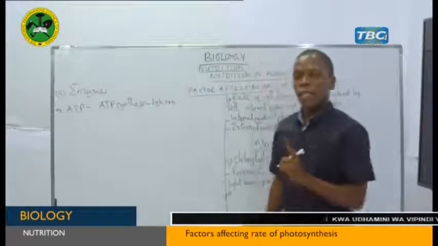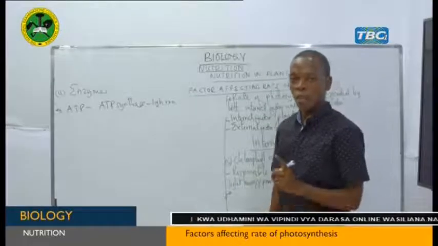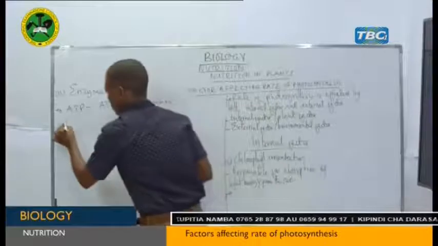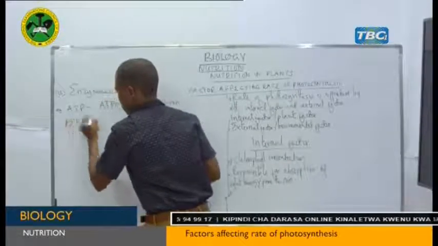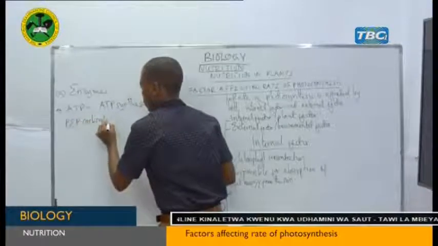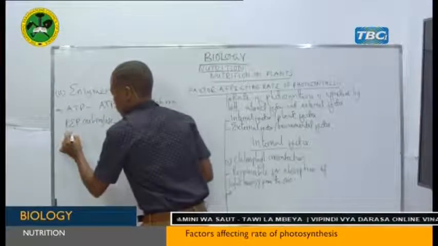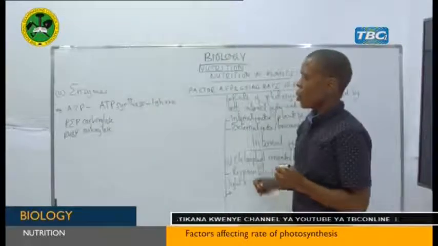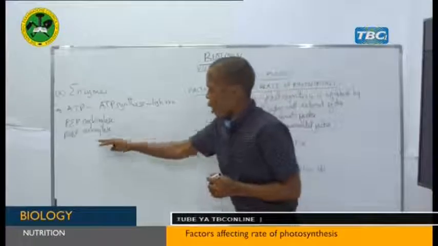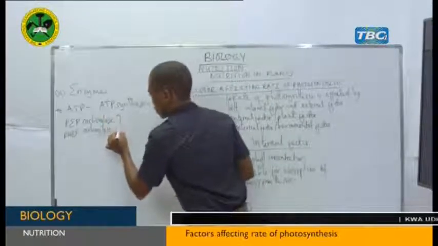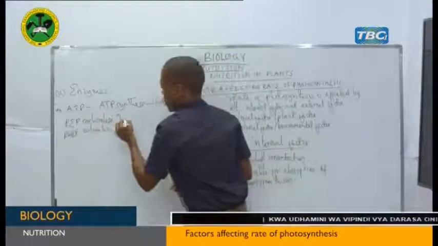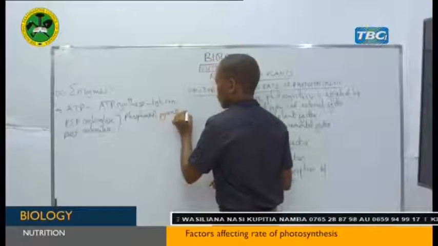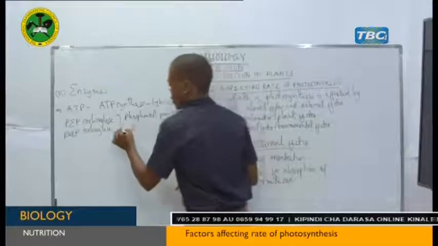Again, during light-independent reaction, there are some enzymes involved. If you remember, in carboxylation or carbon dioxide fixation, there are two enzymes. We have PEP carboxylase and RuBP carboxylase. All these are enzymes which work under optimal condition. If you remember, PEP stands for phosphoenol pyruvate, and RuBP is ribulose bisphosphate.